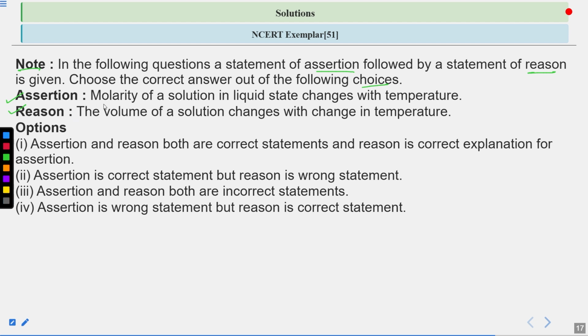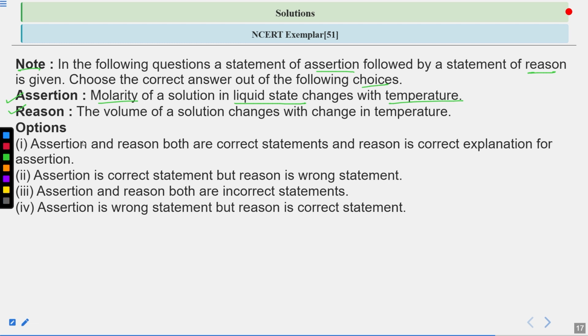Assertion says, regarding the molarity of a solution, that the molarity of a solution in the liquid state changes with the temperature. That means if the temperature changes, the molarity of the solution changes. The reason says that the volume of a solution changes with the change in the temperature. Now, you have to select the correct option based on the two given statements as assertion and reason.